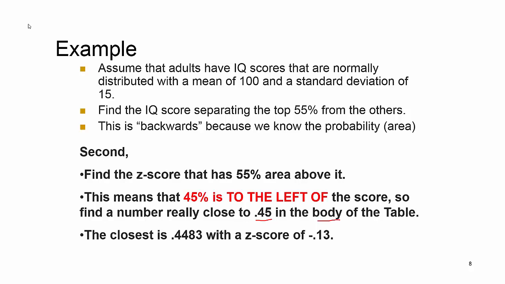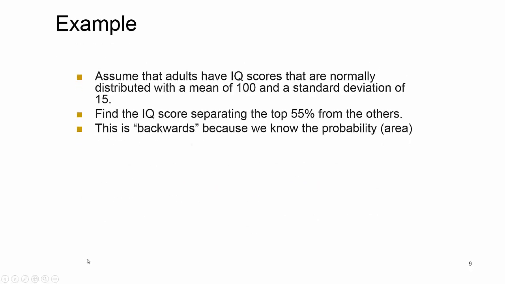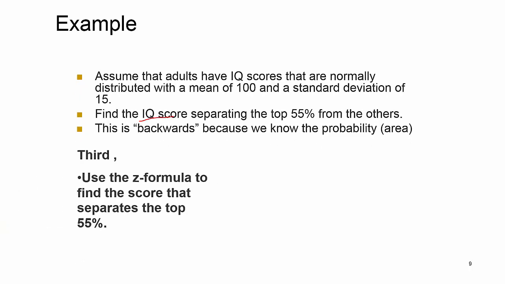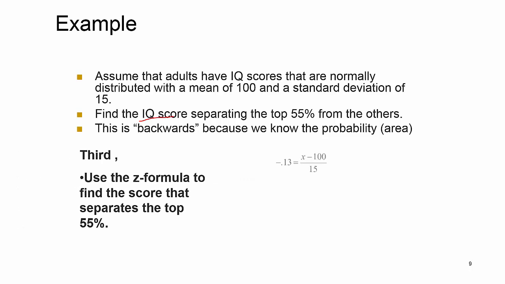So are we done? We found the position on the number line, and it's negative 0.13, but you need to always look at the context of the problem. This was a problem where we had an IQ score, and negative 0.13 is definitely not an IQ score, so I need to do a conversion. You could just use the z-score formula to actually do the conversion here.